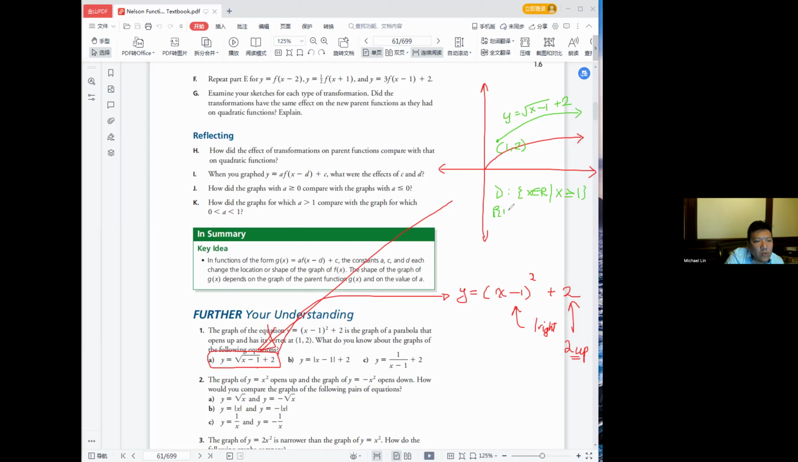And then the range is y belongs to all real numbers such that y has to be greater than or equal to 2. Okay, so it's easiest if you just think about the graph. As you can see from this graph, my (0, 0) point moves 1 right and 2 up, so it's at (1, 2). So therefore, all my x's must be greater than or equal to 1, and y's must now be greater than or equal to 2 in order for me to solve. Okay.